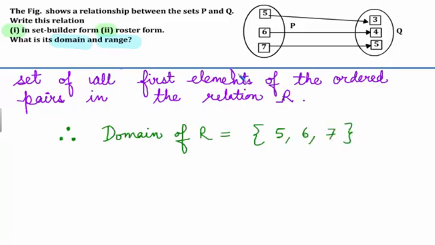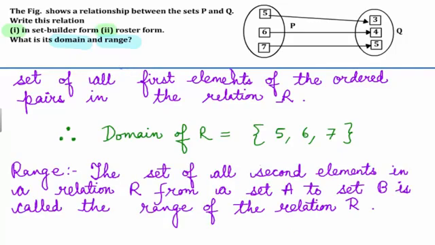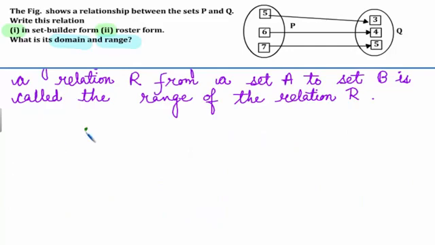Next, we have to write down the range. And we know that the set of all second elements in a relation R from a set A to set B is called the range of the relation R. Therefore, range of R will be equal to 3, 4, 5.